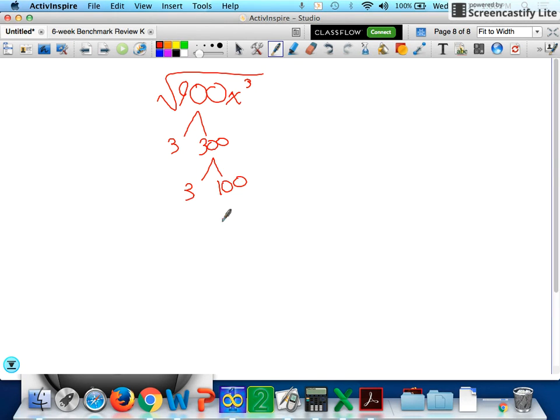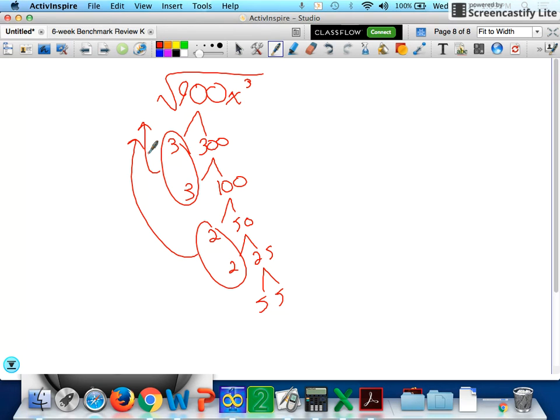3 and 100. Some people right here go into 10 and 10. That's because 100 is a perfect square. You can actually pop it out as a 10 right now. But in case you didn't see that, we can go 2 and 50, 2 and 25, and 5 and 5. We get the same answer either way. Got a pair of 3s coming out, a pair of 2s coming out, and a pair of 5s coming out.